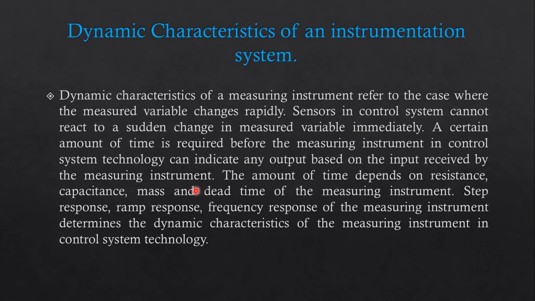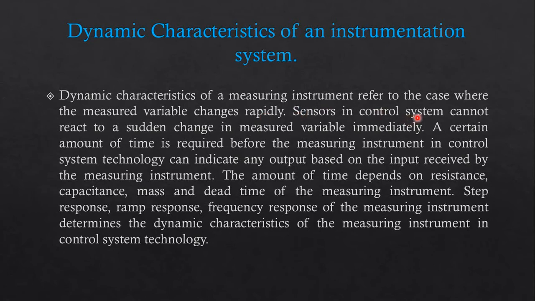In the previous video, we already studied the static characteristics of the instrumentation system. In that video, we discussed that in static characteristics, the value which we are going to measure stays steady with respect to time. So what's going to happen in dynamic characteristics? The dynamic characteristics of a measuring instrument refer to the case where the measured variable changes rapidly. So the measured variable is going to change with time. That's why this type of characteristics is called dynamic characteristics.